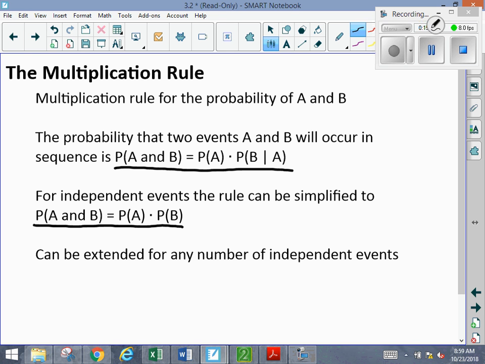So, for instance, rolling a die and then flipping a coin, you would be able to simply multiply those two probabilities in order to find, say, the probability that you flip heads and then roll a 3. You would use this one for that particular situation. And for the situation involving the cards, where we pull a queen and then find the probability that we pull a king, given that we pulled the queen, we would use this particular one.